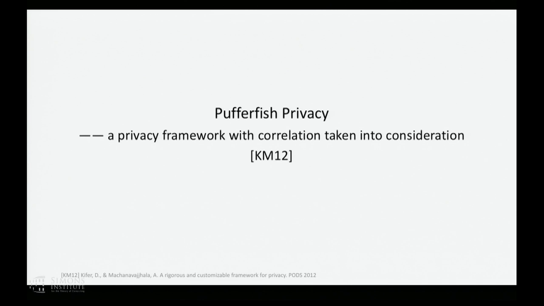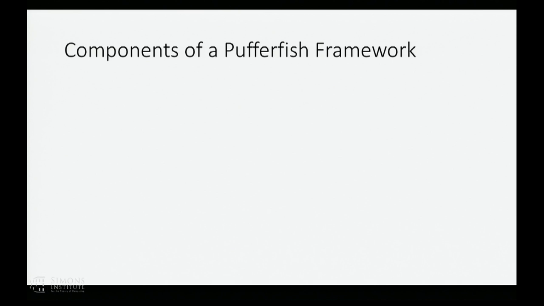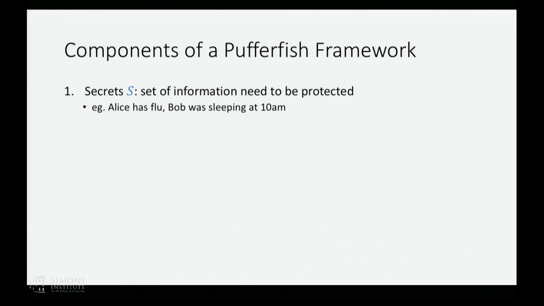And now let's look at how this definition works. So to define Pufferfish privacy, first we need to specify three components. The first is a secret set S, which is a set of secrets we want to protect. For example, we want to protect Alice has flu, and we want to protect Bob was sleeping at 10 a.m.